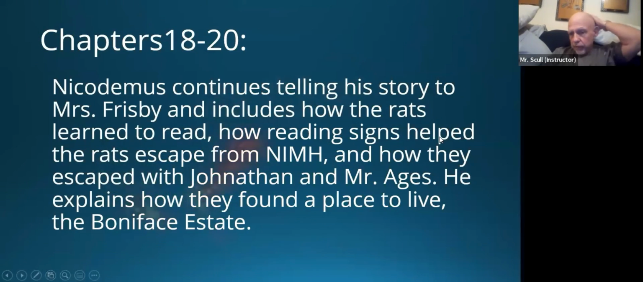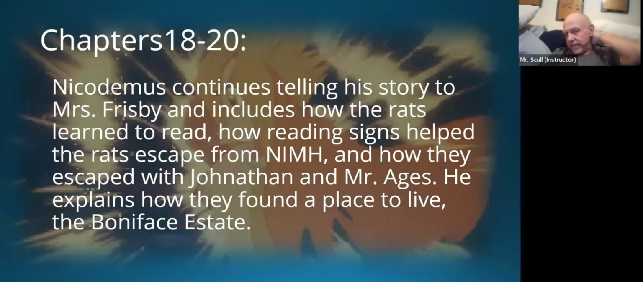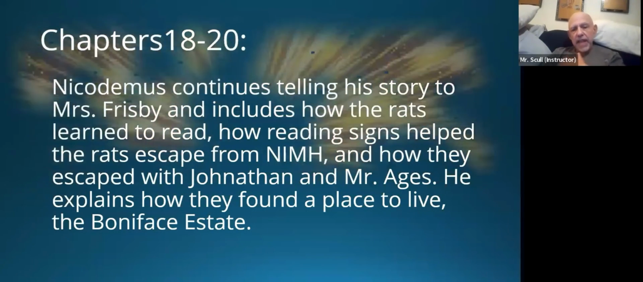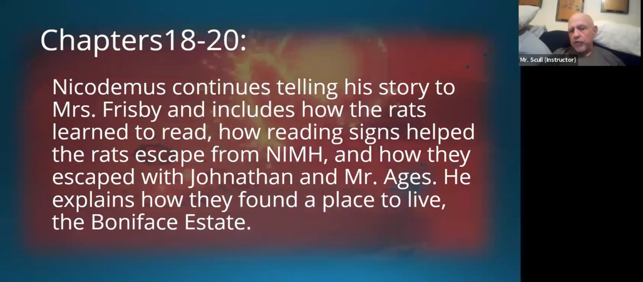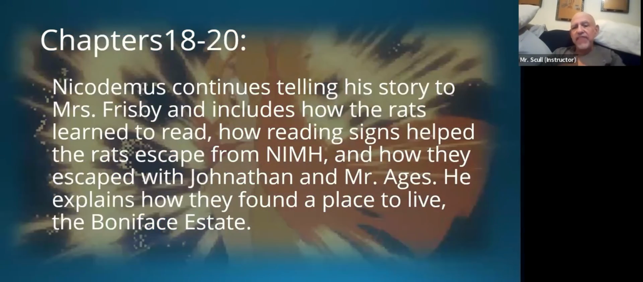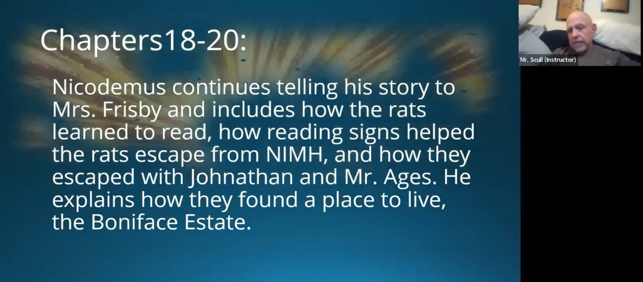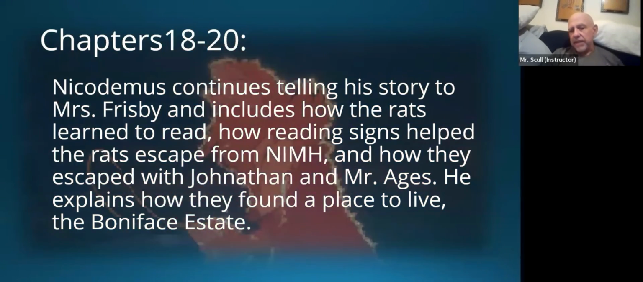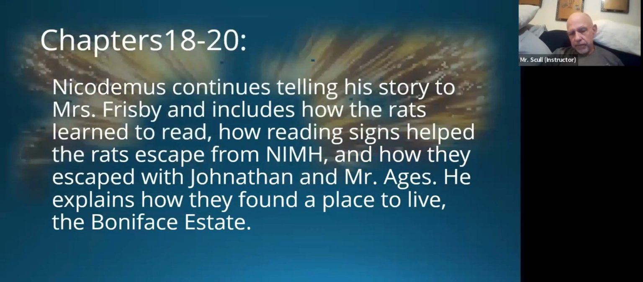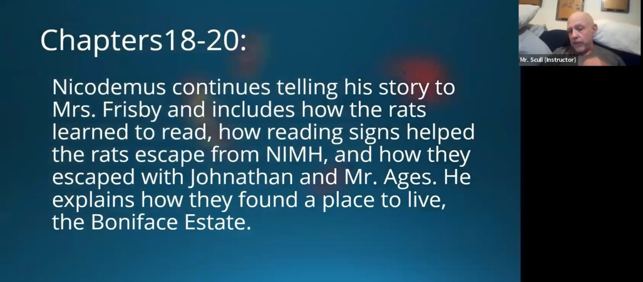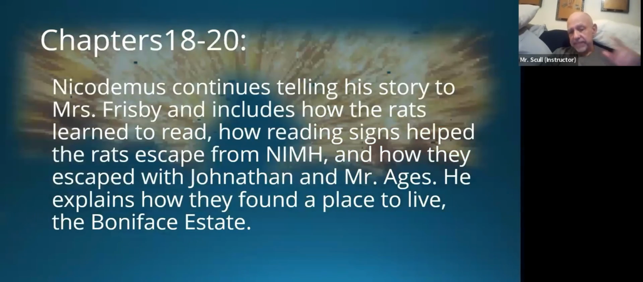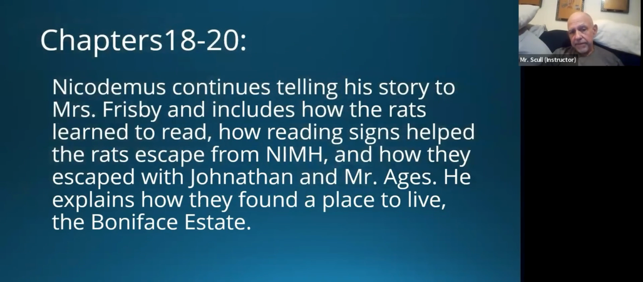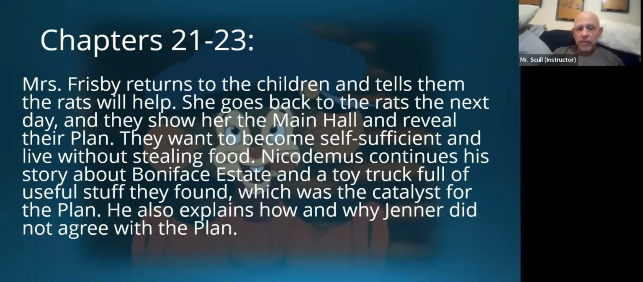Chapter 18 to chapter 20. Nicodemus continues telling his story to Mrs. Frisbee and includes how the rats learned to read, how reading signs helped the rats escape from Nim, and how they escaped with Jonathan and Mr. Ages. He explains how they found a place to live, the Boniface Estate.